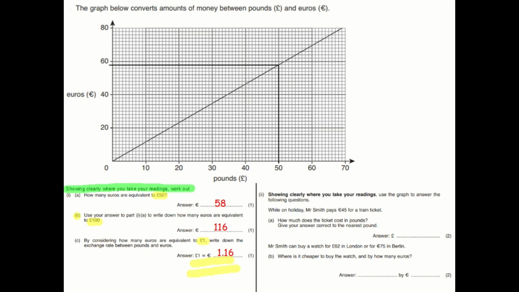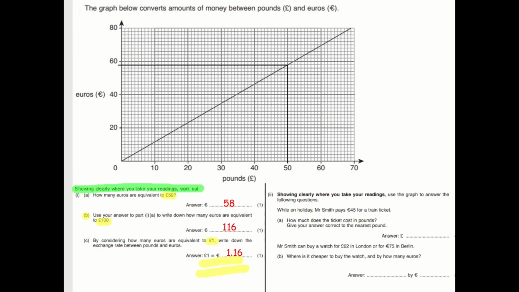Okay, part 2, showing clearly where you take your reading. So again, we're going to need that ruler and pencil to read off this graph. Use the graph to answer the following questions. While on holiday, Mr. Smith pays 45 euros for a train ticket. How much does the ticket cost in pounds?